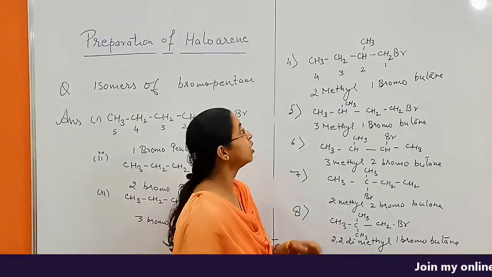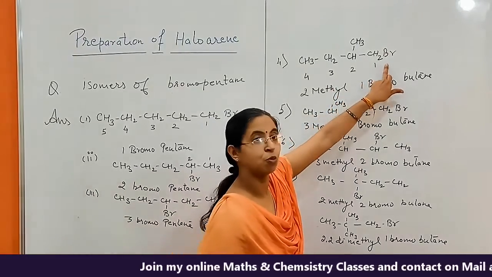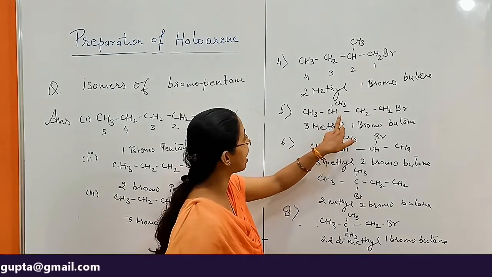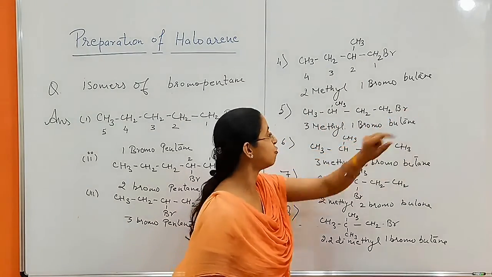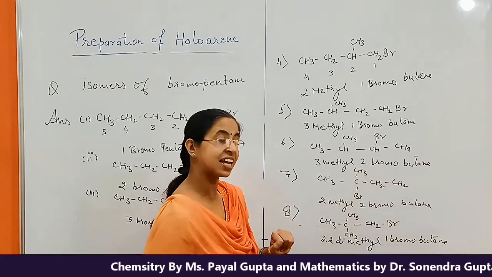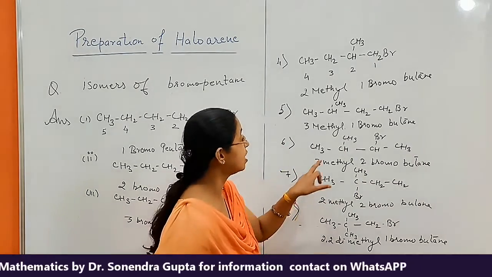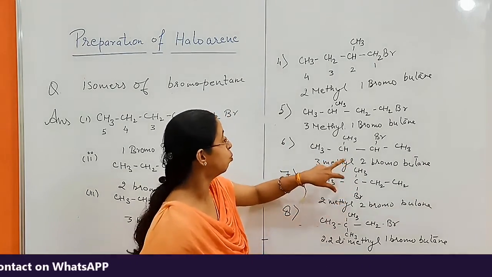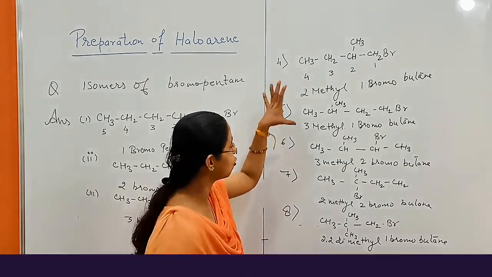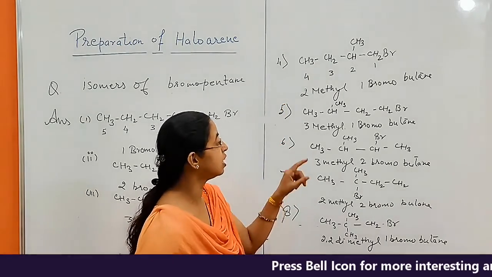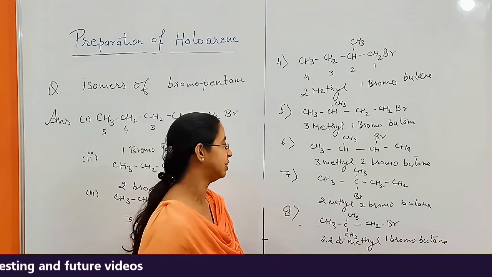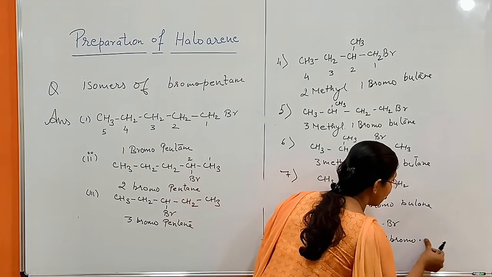While moving to the butane, here bromine is at the first carbon and methyl group is at the second carbon. Here methyl group is at the third and bromine at the first one. Here methyl group is at the third and the bromine is at the second one. So it is different. And here both methyl and bromine, both groups are at the second carbon atom. So only 4 isomers are possible in the butane compound. And the last one, which is only one, that is possible in the propane series.